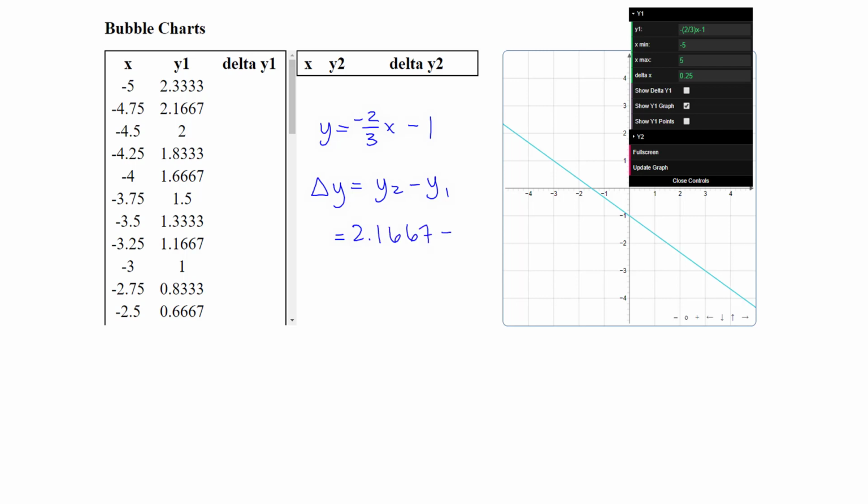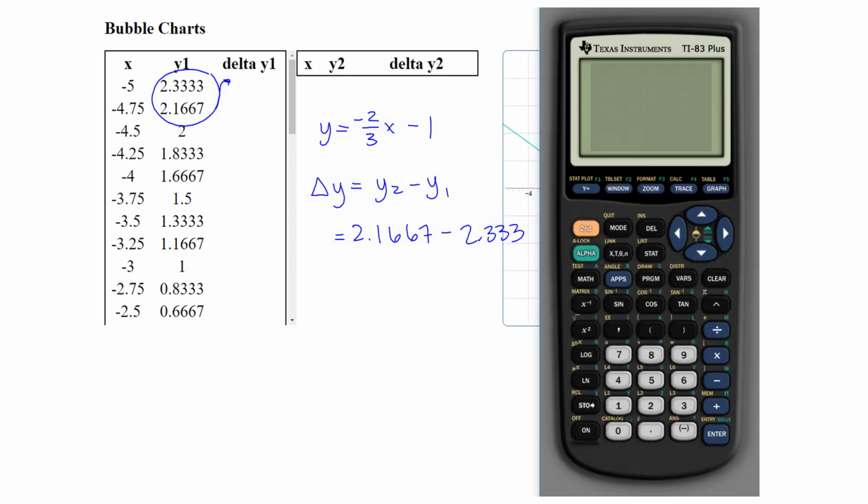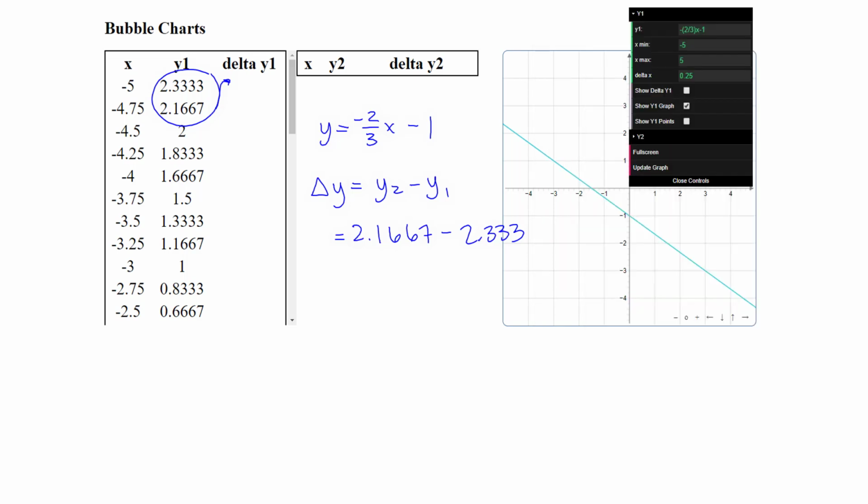2.1667 minus 2.3333, so the difference between these two, that's going to give me my first delta y1. And I could check that on a calculator. Let's see, it would be 2.1667 minus 2.333, so negative 0.1663 it was.